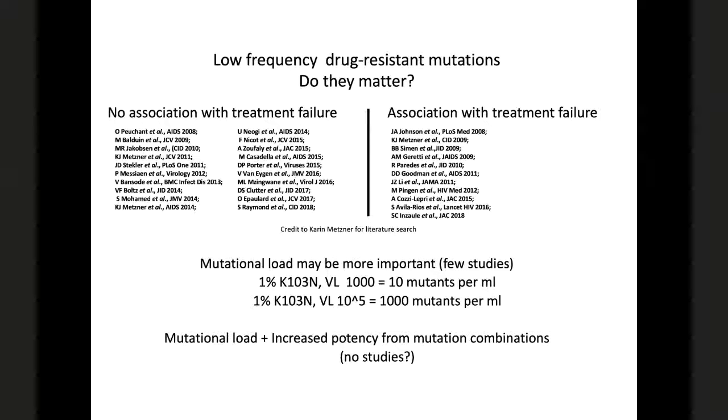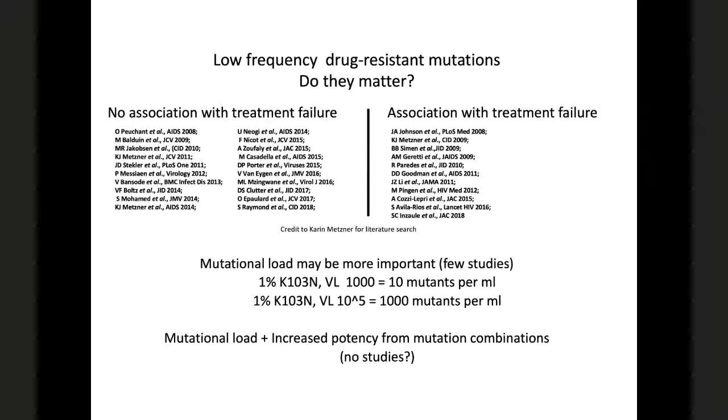their percentage prevalence, but what might actually be more important is the mutational load, the number of virus particles within the host that have those mutations. If you think about a 1% mutation of K103N in somebody with a viral load of 1,000, you're expecting to find 10 mutants per mil, but you'll find 1,000 mutants if that patient has a viral load of 100,000 copies per mil at the same percentage prevalence. I've checked that maths; it's right.